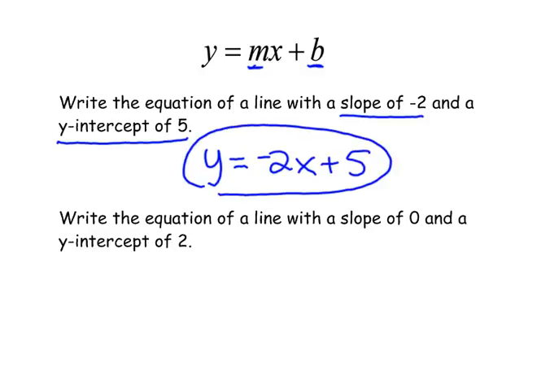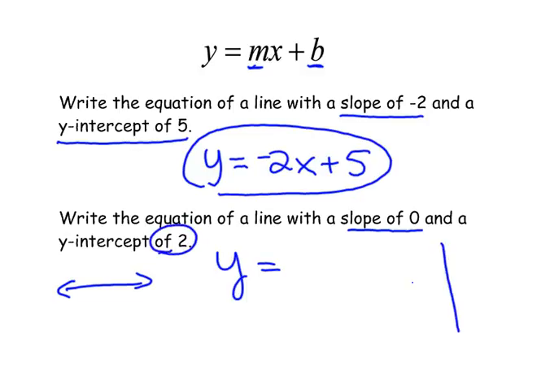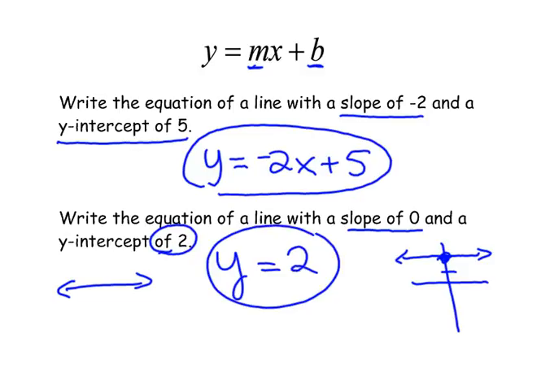This one is a little different. It says write the equation of a line with a slope of 0. Remember that if a line has a slope of 0, it's a horizontal line, and horizontal lines are always in the form y equals. If a y equals line has a y-intercept of 2, that means if we look at a graph, it's hitting the y-axis right here. So it must be a line that looks like this. And the equation of that line is y equals 2.